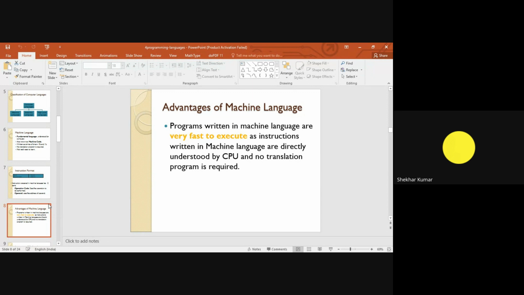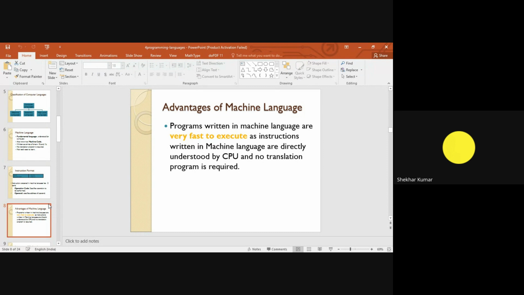These codes, these instructions, are directly understood by the CPU. So no translation program is required, because there is no requirement of any translator, compiler, or interpreter. So it takes very little time to execute the program, because no conversion takes place. It is directly understandable by the machine. So these are some advantages of machine level languages.